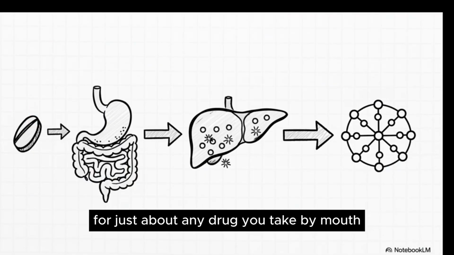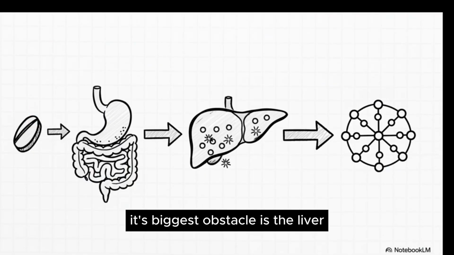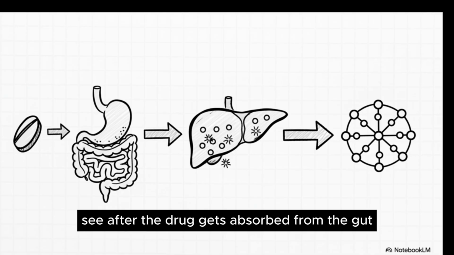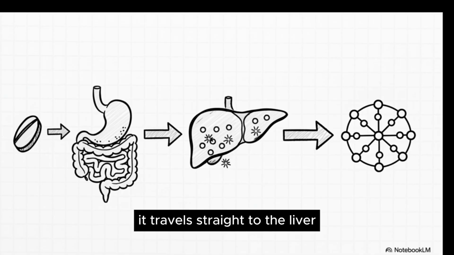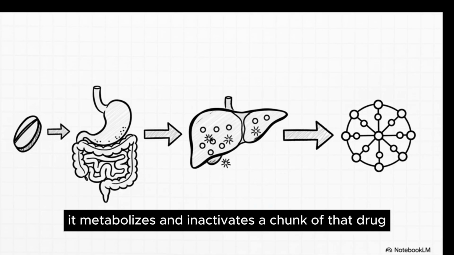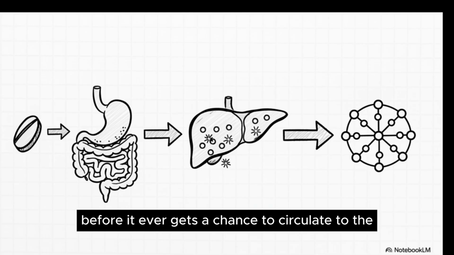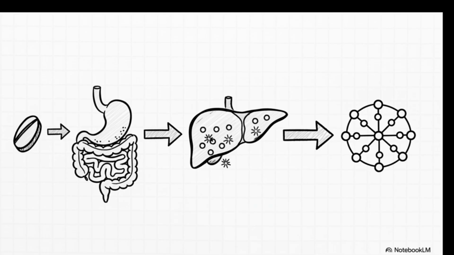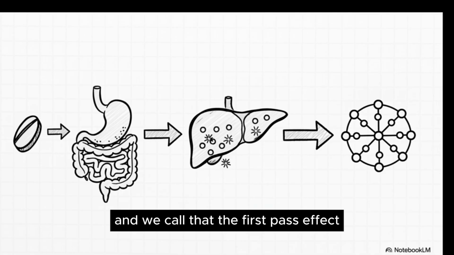For just about any drug you take by mouth, its biggest obstacle is the liver. See, after the drug gets absorbed from the gut, it travels straight to the liver, which kind of acts like a bouncer at a club. It metabolizes and inactivates a chunk of that drug right then and there, before it ever gets a chance to circulate to the rest of the body. And we call that the first pass effect.